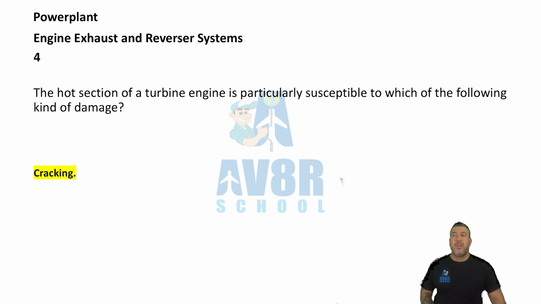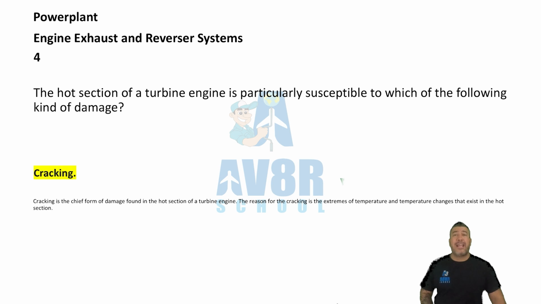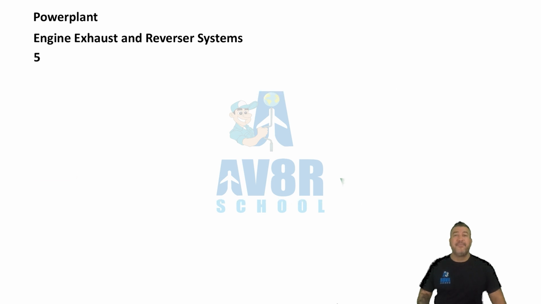Number 4, cracking. A hot section of a turbine engine is particularly susceptible to which of the following kinds of damage? And that's cracking. The hot section of a turbine is particularly susceptible to cracking.